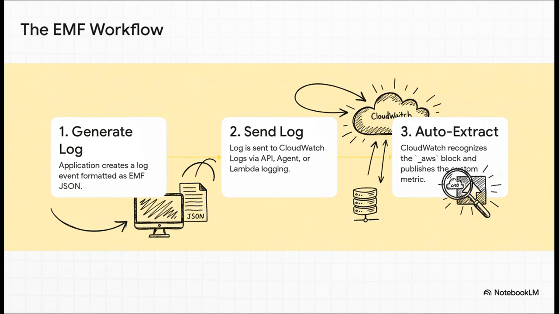Step 2, you send it to CloudWatch Logs, which happens automatically in Lambda, by the way. And step 3, CloudWatch just takes care of the rest. It sees that AWS block, it extracts the metric, and it publishes it for you. No extra API calls, no PutMetricData, it just works.